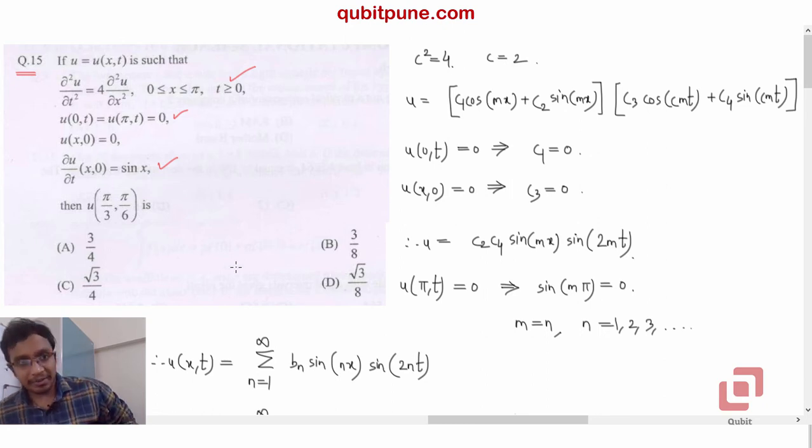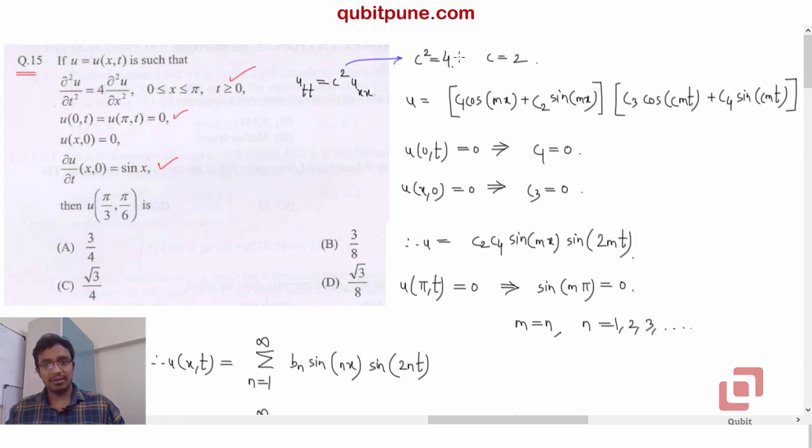Now, as I said earlier, this is a question on wave equation. And the standard form of any wave equation is utt is equal to c squared uxx. So in our case, c squared is equal to 4 or c is equal to 2. Well, it has some physical significance. You can read the theory of wave equation to actually know what that is. But let's return to the question now.